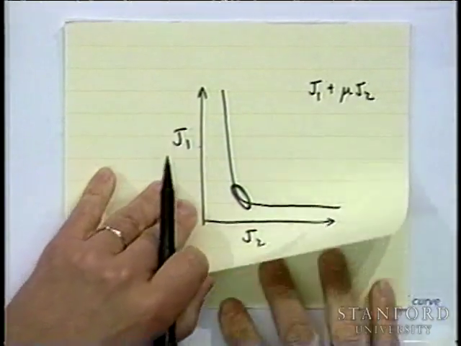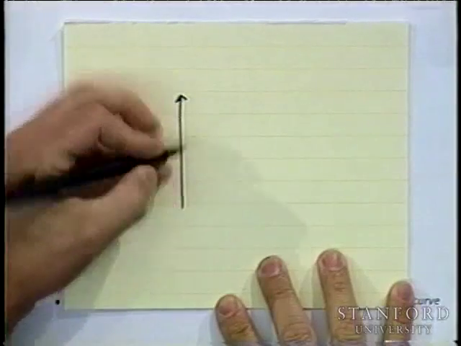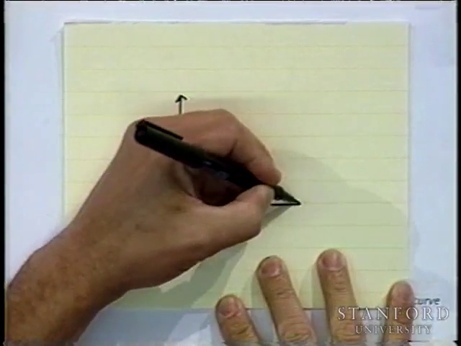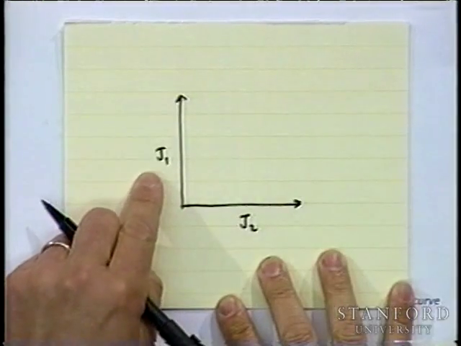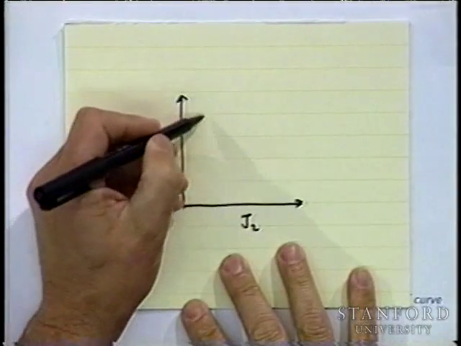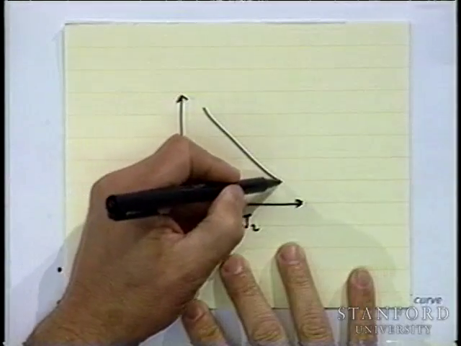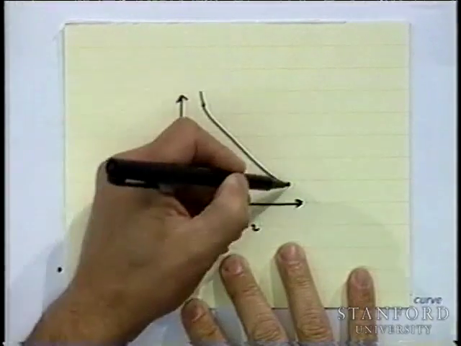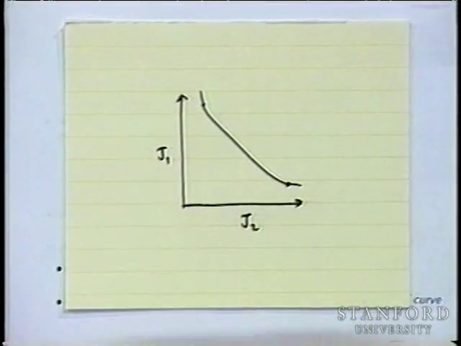Okay, let's do the other one now. Let's do this one. That's J1, J2. Honestly, I don't know why I drew it with J1 vertical, but anyway. All right, let's do the other one, where there's a strong trade-off. So here's the curve, like that. Now, let's talk about minimizing a weighted sum. What happens now? How sensitive is it, what happens as you vary mu and minimize a weighted sum objective?